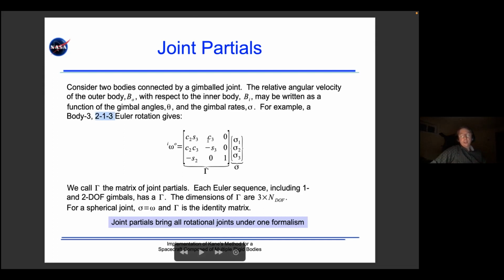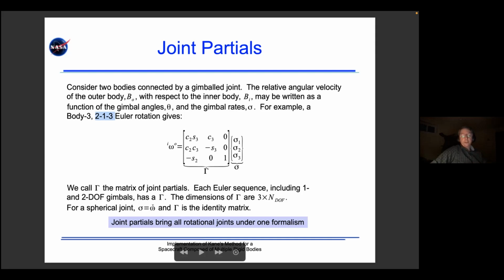And just a notational thing, these C's and S's are short for cosines and sines of the second and third angle in the sequence. So if at any particular time I know what the angles are, then I can tell you exactly what this matrix looks like. Having no better thing to call this, I call this the joint partials. It's just the relative angular velocity as a function of the joint speeds.